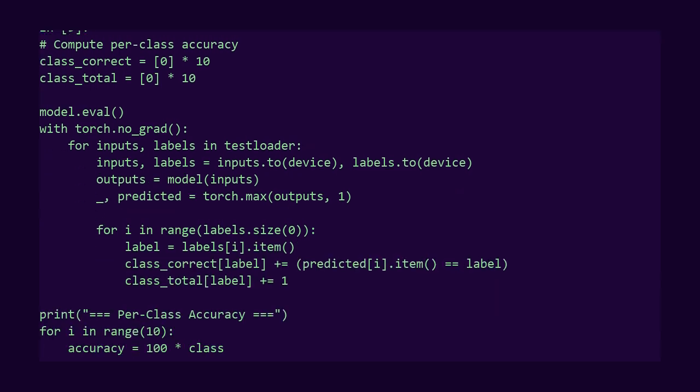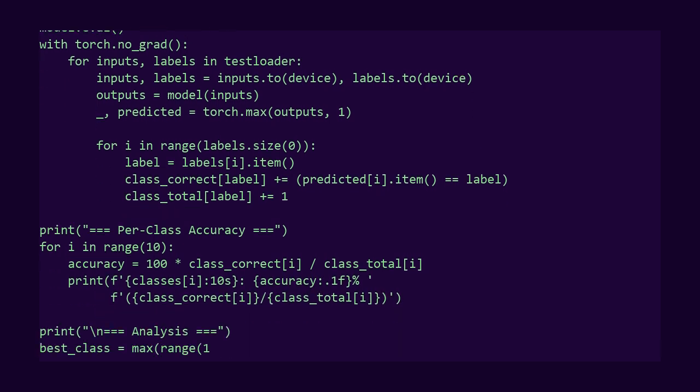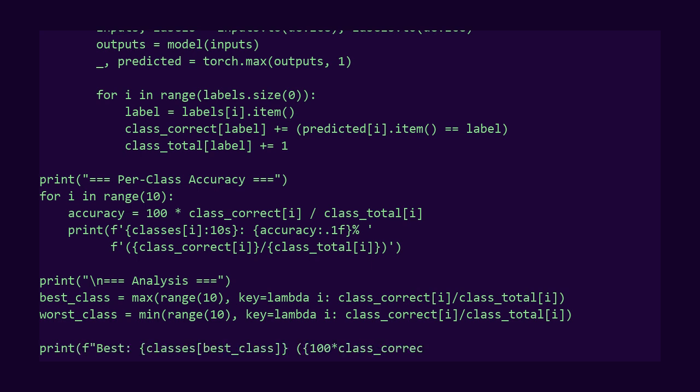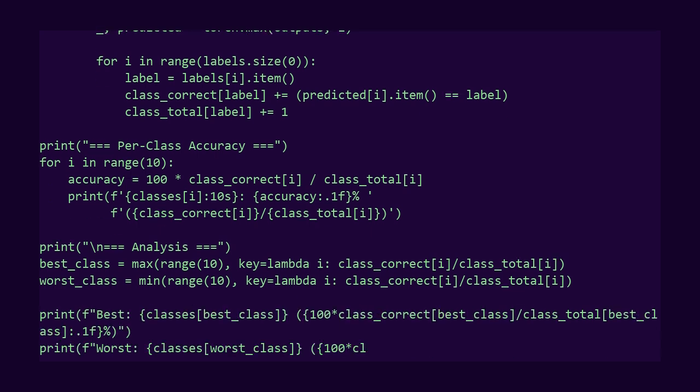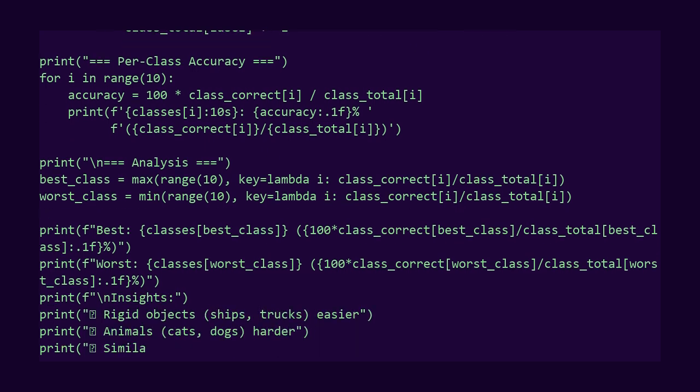Ships typically get around 85% accuracy. The model is great at recognizing ships. Probably because ships have distinctive shapes and are usually on water. Trucks also perform well, around 82% accuracy. Trucks have clear rectangular shapes.